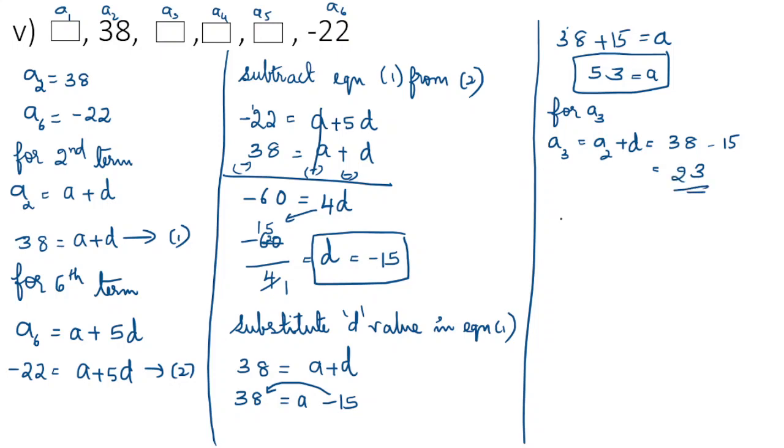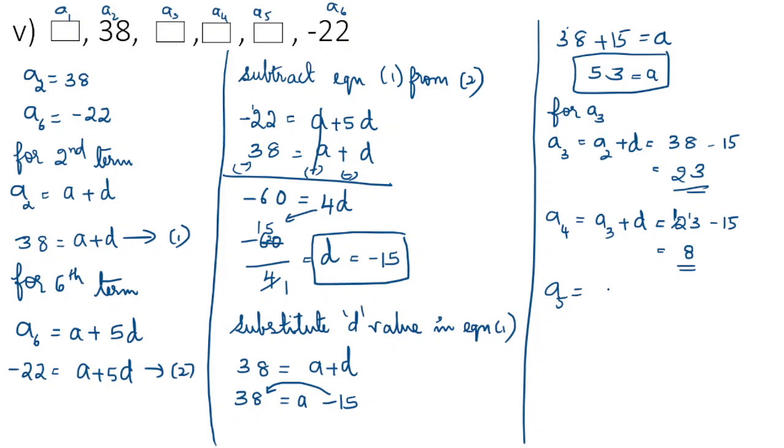23. Next, a4. A4 can be written as a3 plus d. A3 is 23 minus 15. Now 23 minus 15, how much? We cannot subtract 3 minus 5, isn't it? We have to borrow 1 from 2 and here 1 remains. 13 minus 5. 13 minus 5 is how much? 8 here, isn't it? The answer is 8. Okay, next a5 we have to find out.